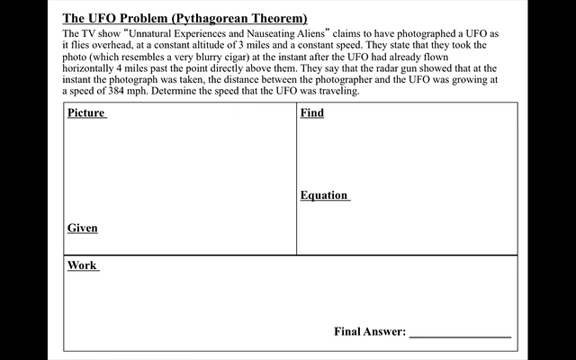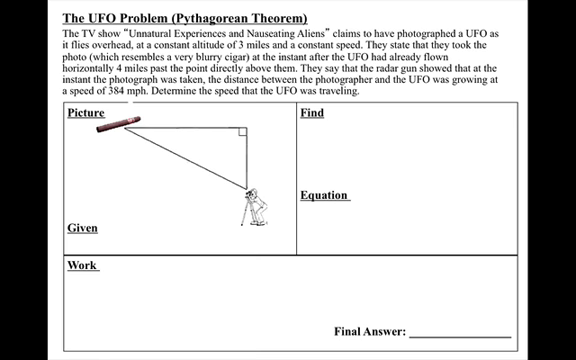They say that the radar gun showed that at the instant the photograph was taken, the distance between the photographer and the UFO was growing at a speed of 384 miles per hour. Determine the speed that the UFO was traveling.